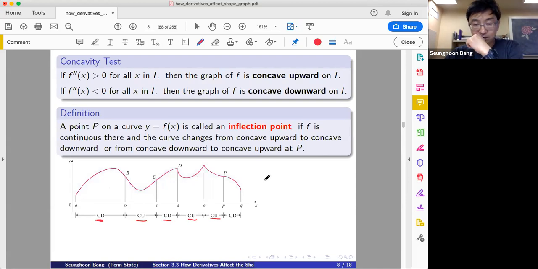We have 4. So 4 inflection points here. At B, what happens? Continuous. Concave up to down. So down to up. Concavity changes at B. What is C? Concave up to down at C. What is D? Concave down to up here. This one, concave up to up. No, not an inflection point.